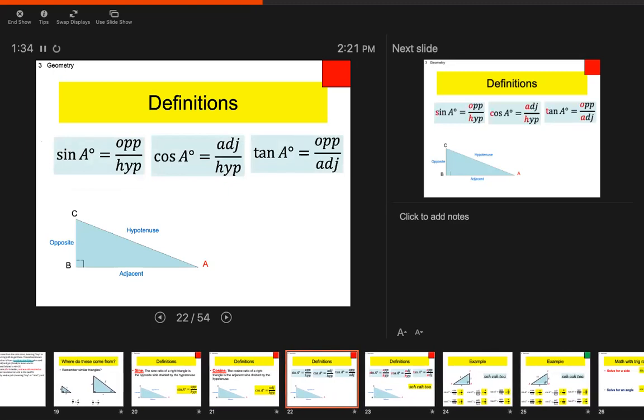How are we going to remember these three things? Cos is the opposite of sine, because it's like co-sine. And tangent is the difference. Do you know how your parents remember this?